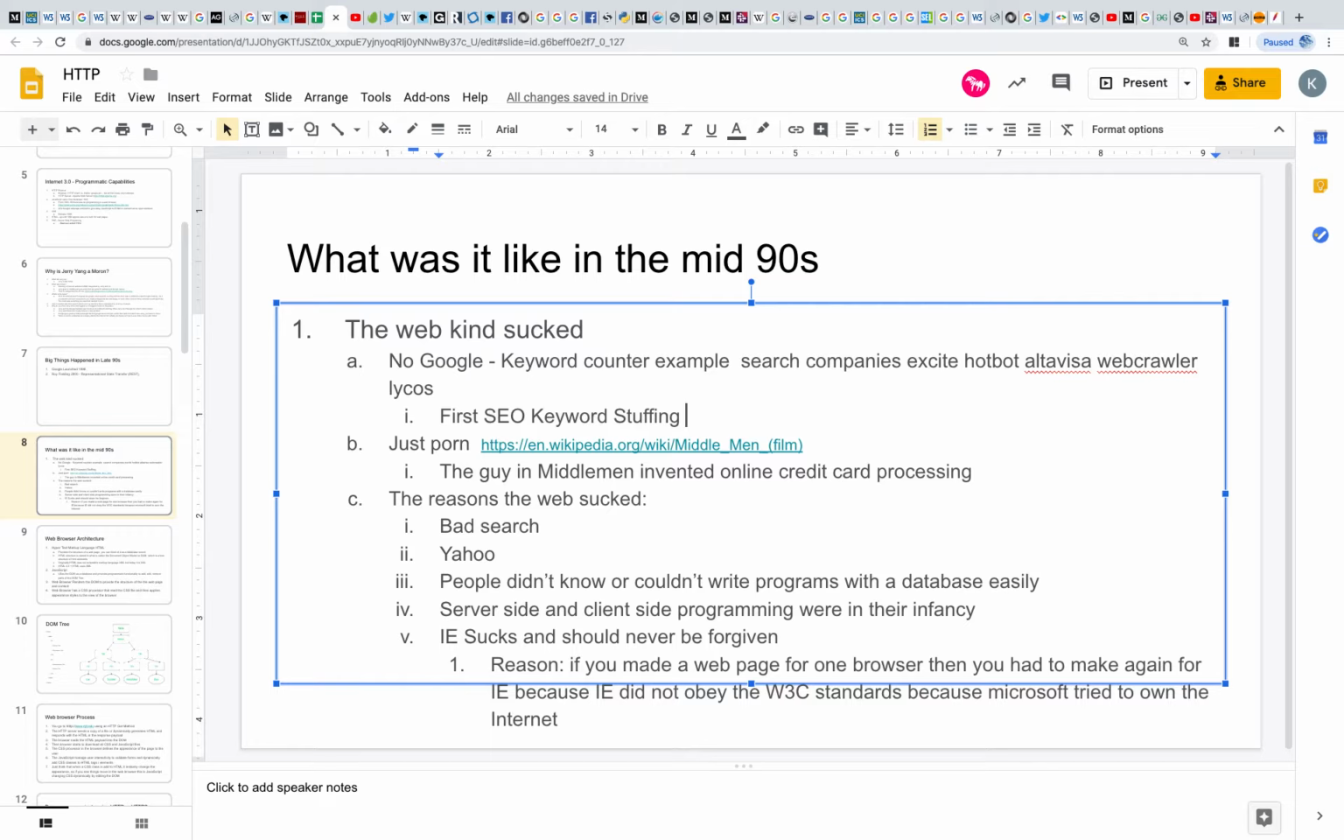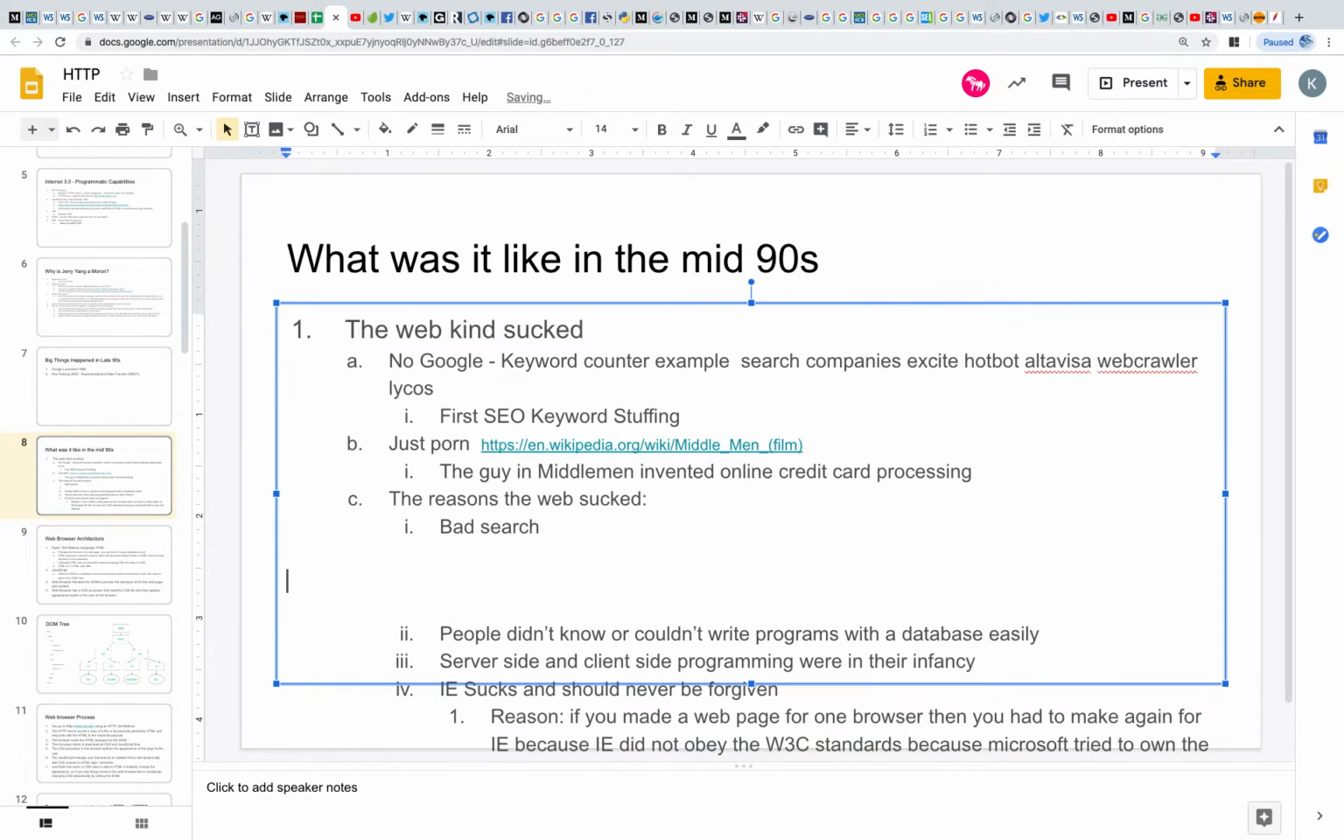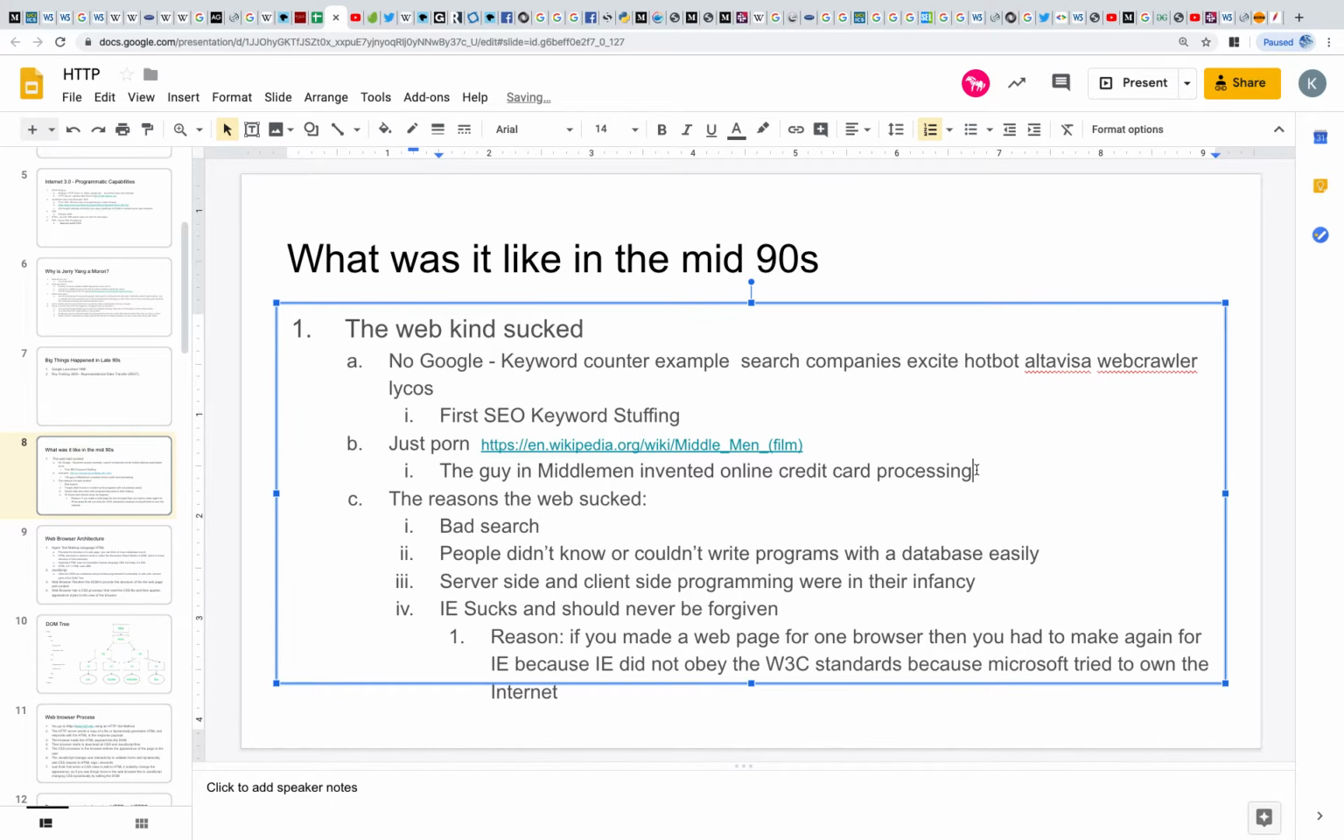is that, just take him out of here and put him up here.